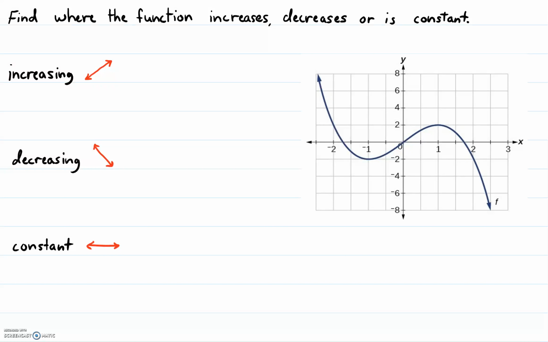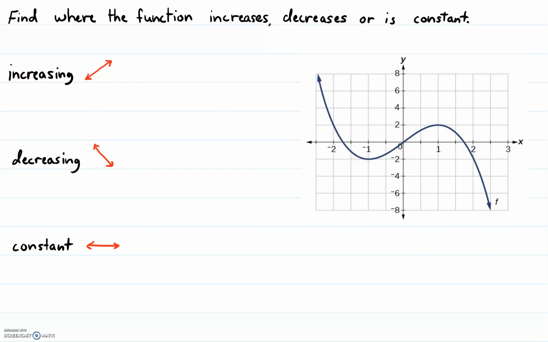Now let's talk a little bit about increasing, decreasing, and constant. Essentially, increasing just means you're going uphill from left to right. So it can be like a straight line, linear, or it can be kind of like a curve. But as long as you're going uphill, that would be increasing. Decreasing means you're going downhill from left to right, and constant means it's completely flat from left to right.